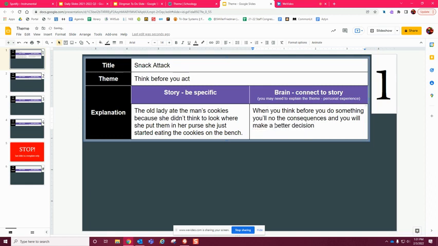So when you get into yours, you're going to see that you have your practice 1 and your practice 2 done. You're going to go in here and go, okay, I need to revise and edit this. So you're going to have to go in and read it. It says the old lady ate the man's cookies because she didn't look or think to look where she put them in the purse. She just started eating the cookies. Okay, so sit there and look at that for a minute.